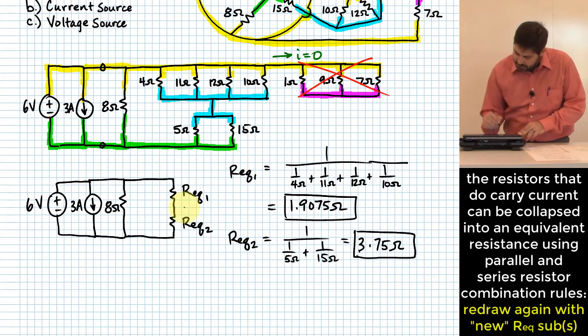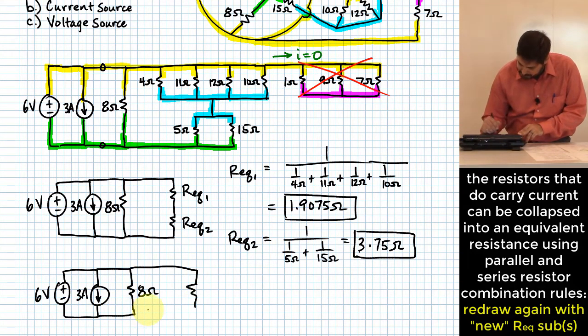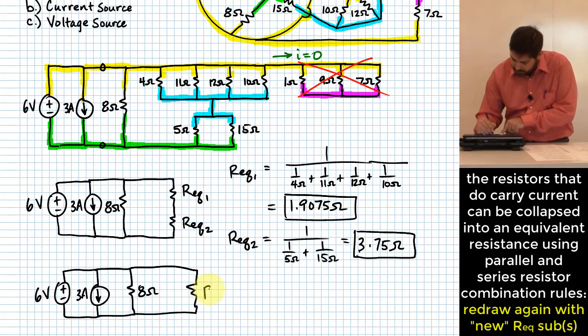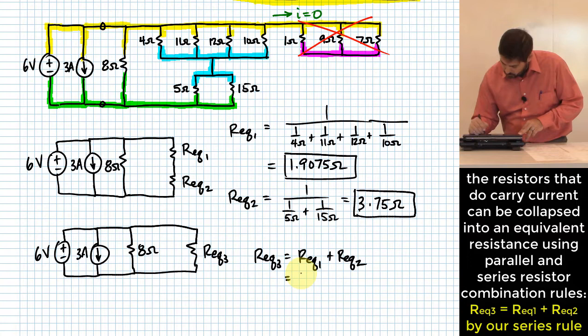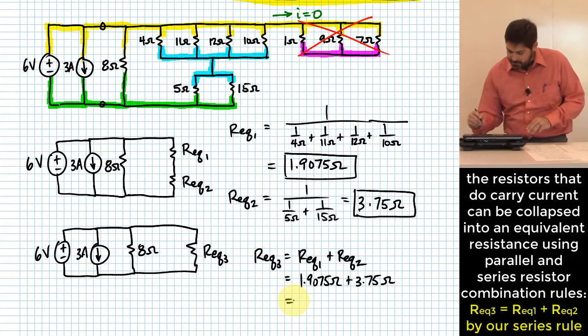You can just add those two together, REQ1 and REQ2, and even though I know it seems a little tedious, I'm going to go ahead and redraw this circuit again. What we're basically doing in this step is adding together REQ1 and REQ2 to make REQ3. So that would be 1.9075 ohms plus 3.75 ohms, and that ends up giving you 5.6575.